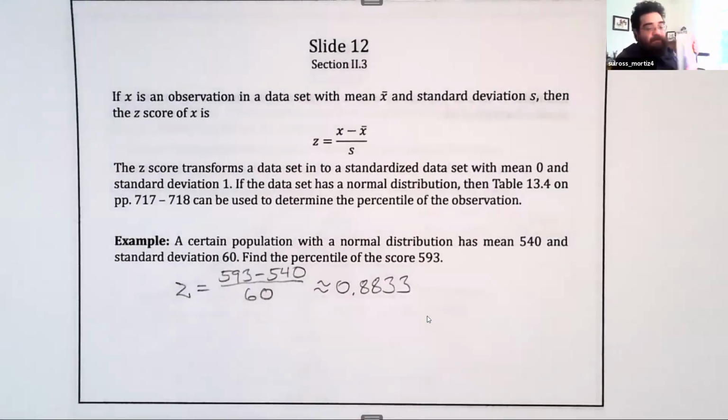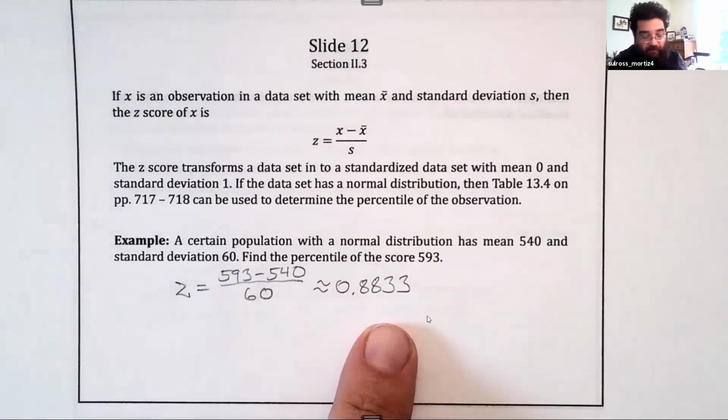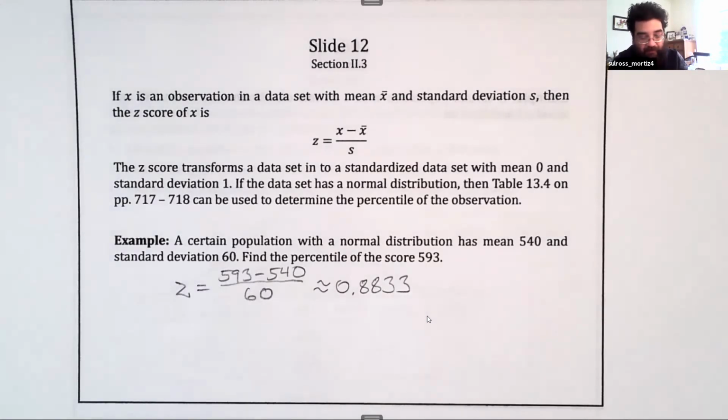Now I'm going to use that table, page 717 of 718. I don't have space to put it on the camera. So let's see, we have about 0.883. So I'm going to go down the first column until I get to 0.8, and then I read across to 0.08, 0.88 is what we have on average. And so I get 0.8106.